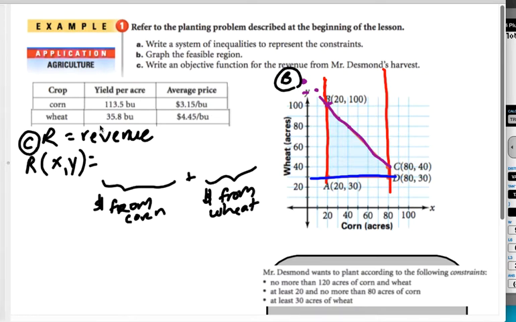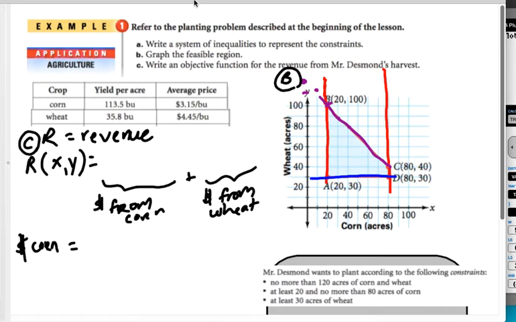So I know that corn is X acres, right? Well, I make 113.5 bushels per acre. So this is going to be X acres, right? So X acres, which was in acres, right? Actually, we're going to call this the money from corn, and I'm going to show you how the units would work, and then we'll put it in our equation.